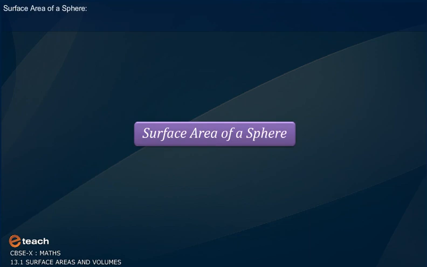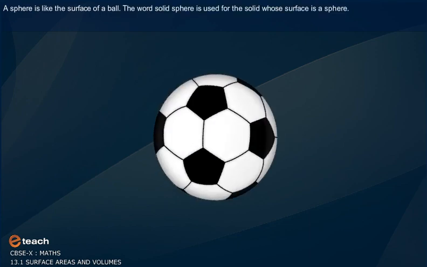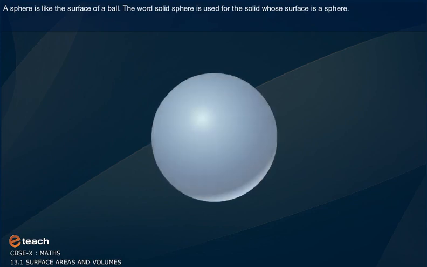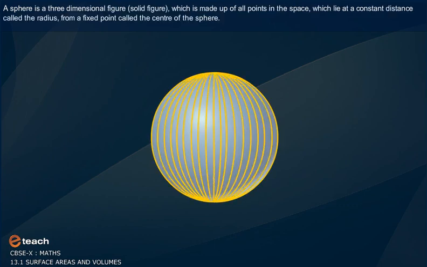Surface area of a sphere. A sphere is like the surface of a ball. The word solid sphere is used for the solid whose surface is a sphere. A sphere is a three-dimensional solid figure, which is made up of all points in the space which lie at a constant distance, called the radius, from a fixed point called the center of the sphere.